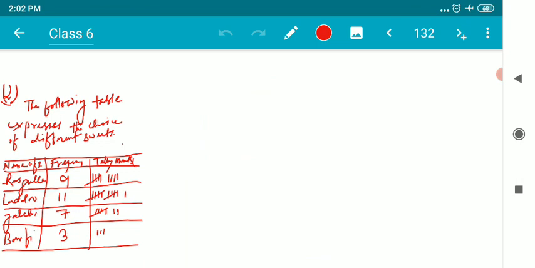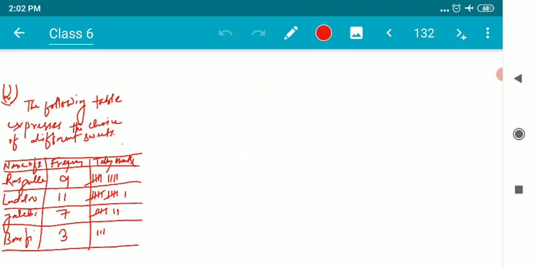There are a total of 30 children. The table is to be made this way: rasgulla is liked by 9 children, so the frequency is 9. Laddu is liked by 11 children. Jalebi is liked by 7 children, and barfi by 3 children.